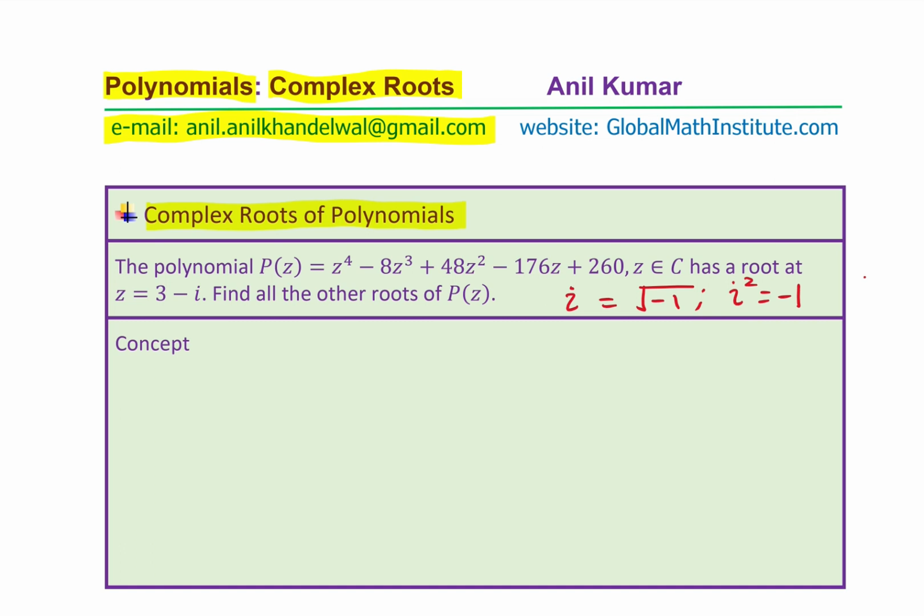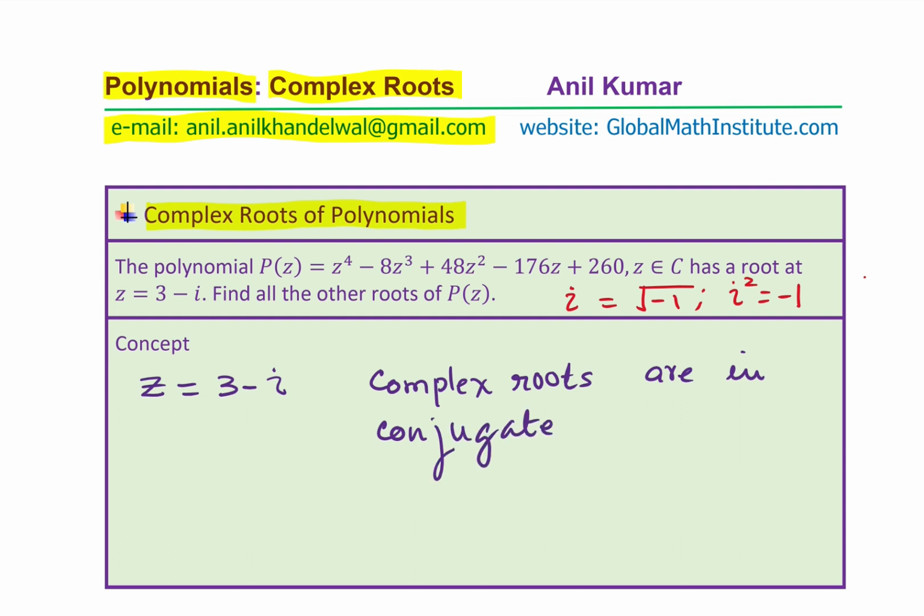Let me begin with the basic concept. So we are saying that one of the root is at z equals to 3 minus i, correct? As you know, the complex roots are always in conjugate pairs, right? So remember, complex roots are in conjugate pairs. What does that mean? It means if one root is at 3 minus i, the other root will be at 3 plus i, the conjugate of that, correct?